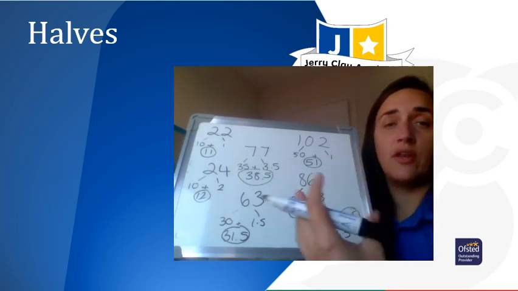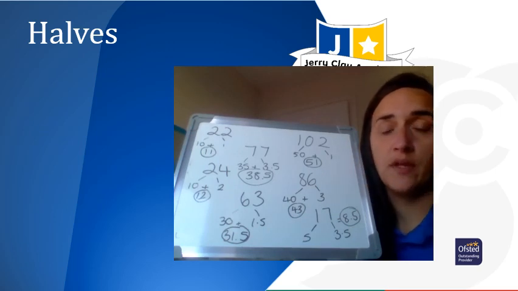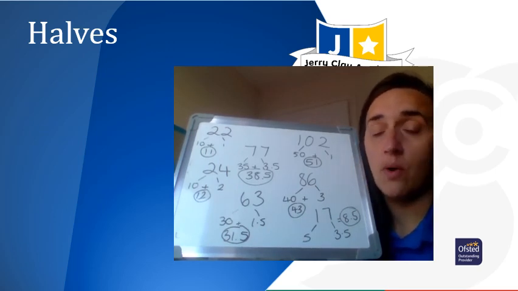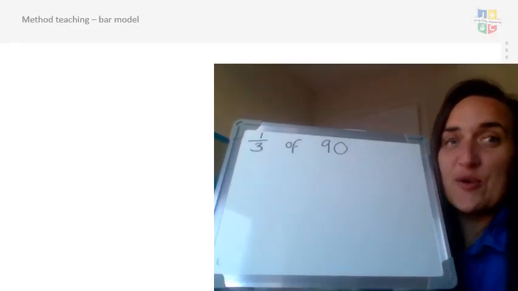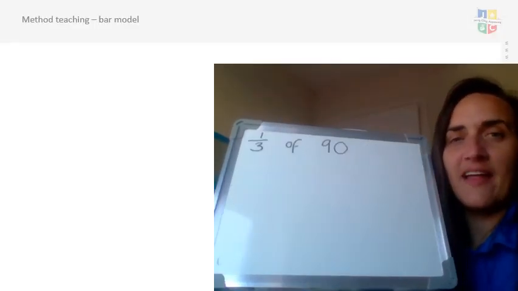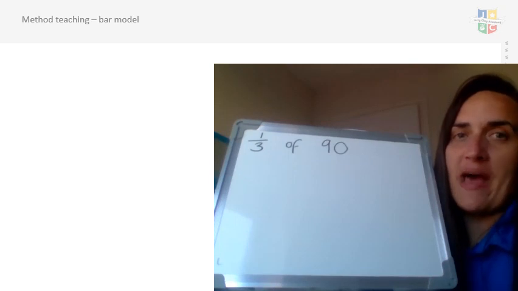So this is half of an amount where we've not got 1. And with halving, we know we can just divide by 2. The denominator tells us what we need to divide the whole into. That will help us with the rest of our learning today. So we're going to begin by looking at a fraction of an amount using a bar model.